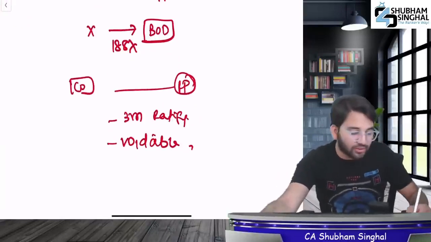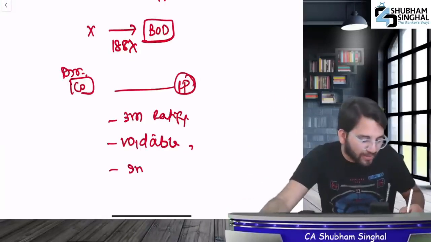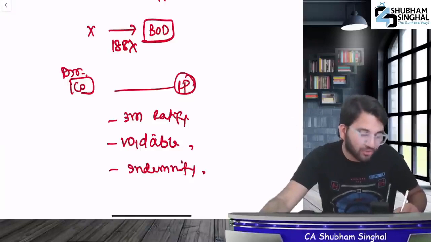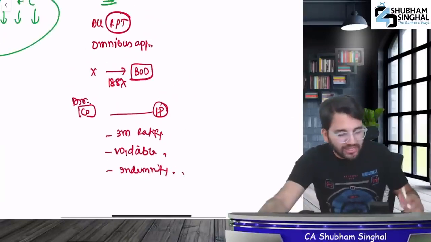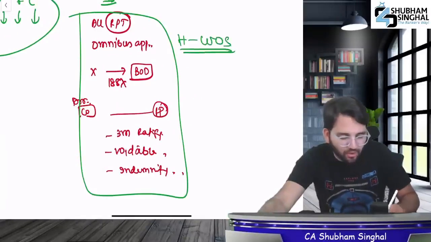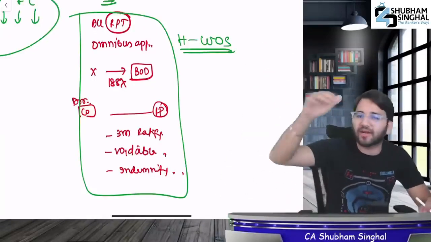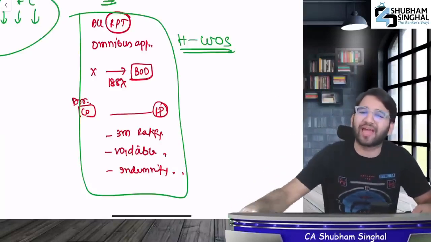And in fact, the director who authorized this, or the director because of whom it is a related party, will also have to indemnify the company, meaning he will have to compensate for the loss. And this entire provision will not be applicable if there is any transaction between a holding company and a wholly owned subsidiary. If a related party transaction happens between a holding company and a wholly owned subsidiary, then the approval will not be needed.